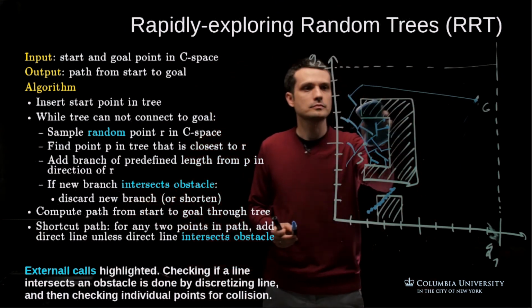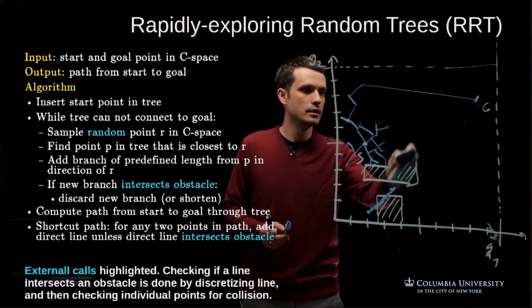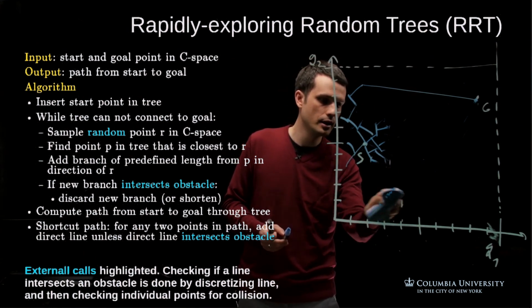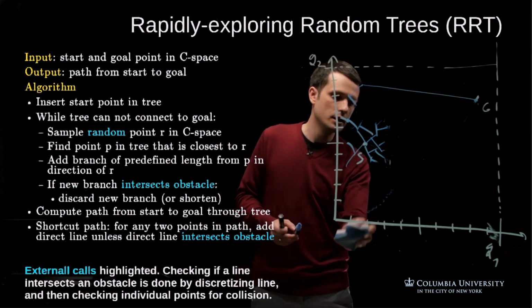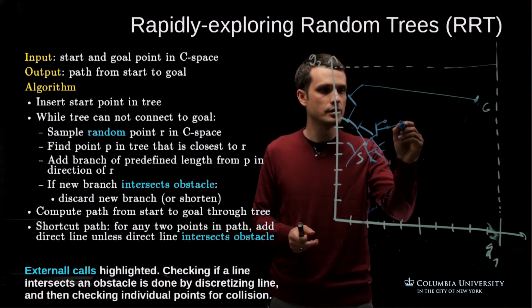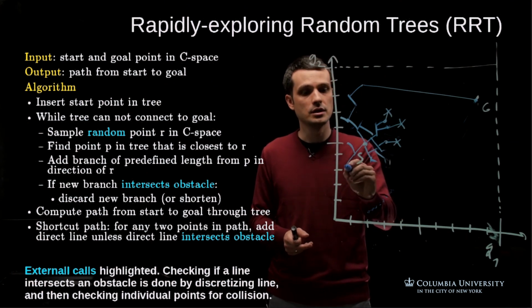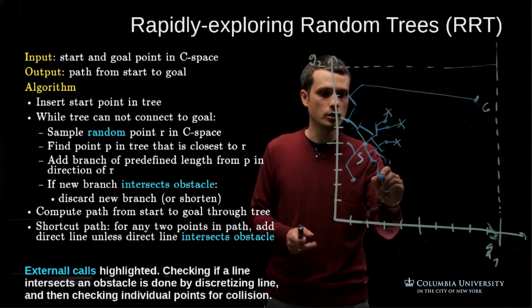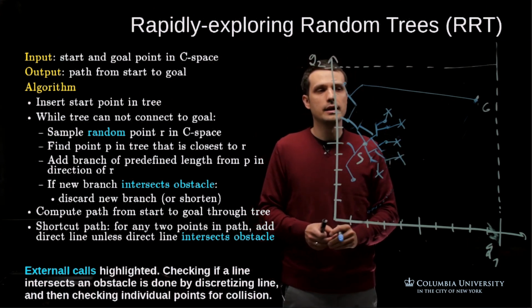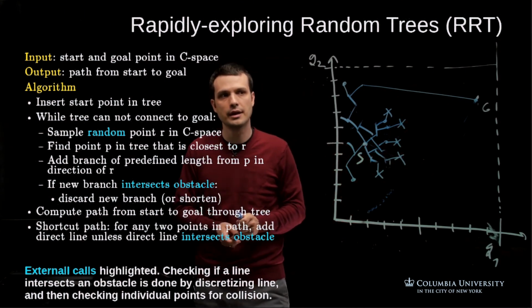So again, when you're doing RRTs, you don't have actual knowledge of the shape of your obstacles. You don't know what they look like. All you know is that every time you try to grow the tree from here, this tells you, no, collision. This way, no, collision. This way, no, collision. This way, yes, you can go. This way, no, collision. This way, yeah, this is fine. This way, no, collision. And eventually, if you try enough of these, you find your way around the obstacle and you get to the goal.